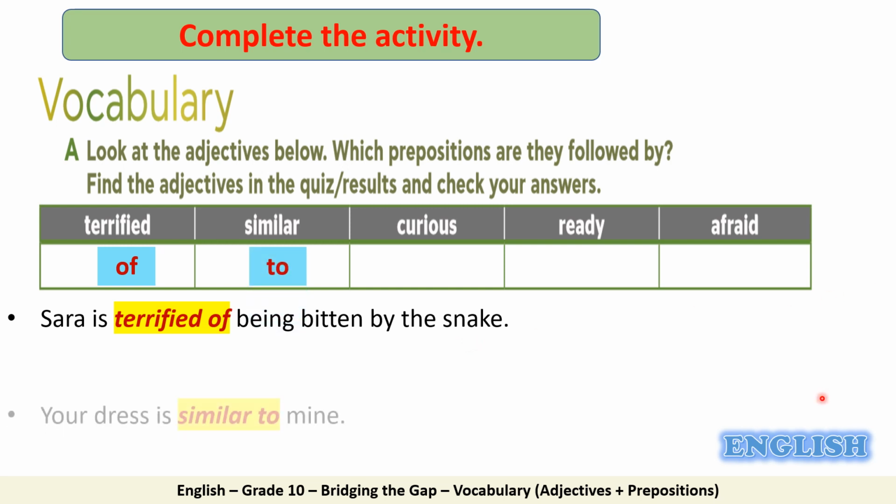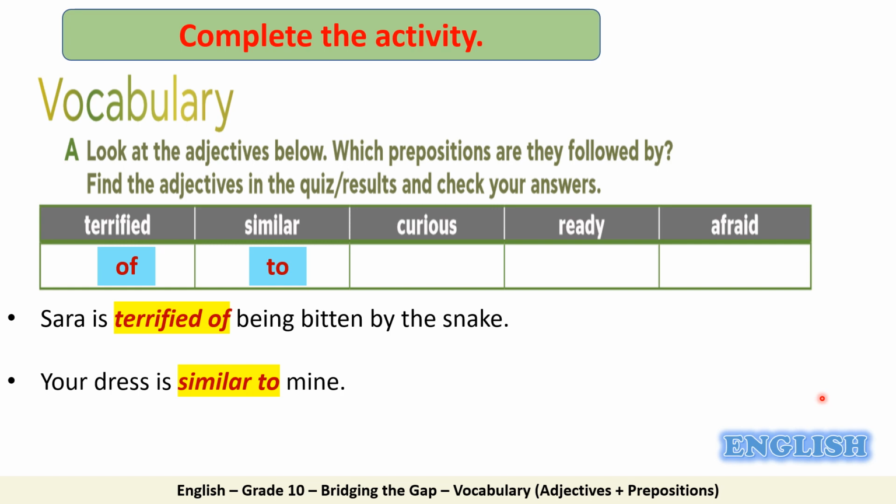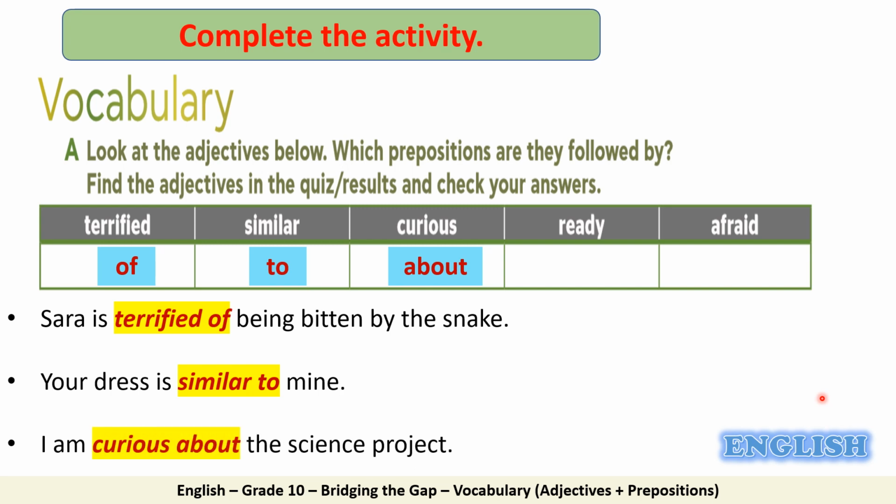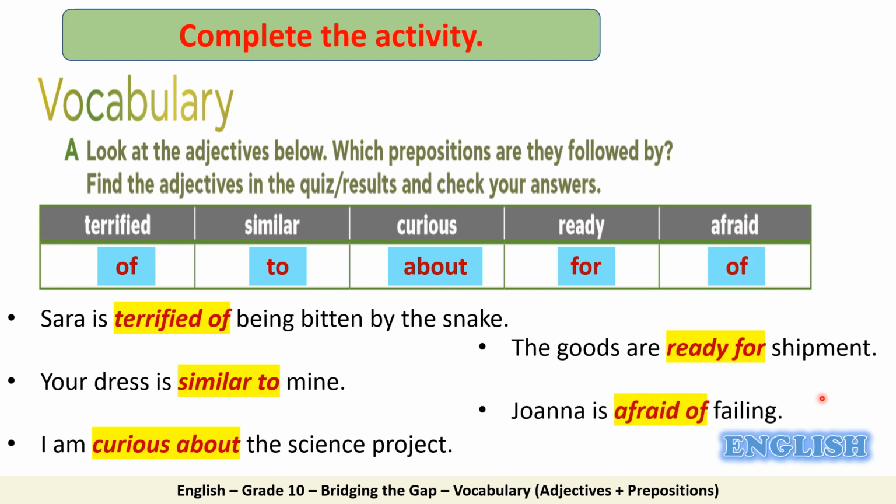Similar to. Your dress is similar to mine. Curious about. I'm curious about the science project. Ready for. The goods are ready for shipment. And finally, afraid of. Joanna is afraid of failing.